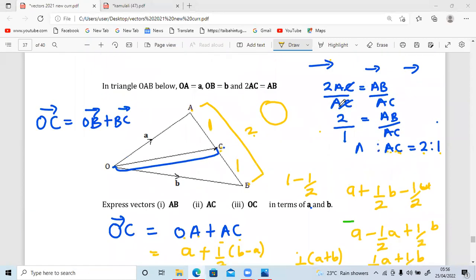Those who wanted to use this route, you have your OB as B, then plus B to C. B to C has 1 part. So it's the same as 1 out of 2 of the line BA. But this one, allow me that we shall be starting from there. I want to keep time for the next lesson.